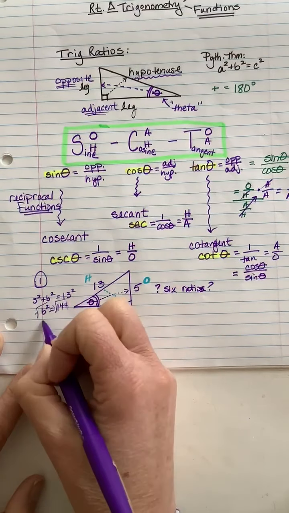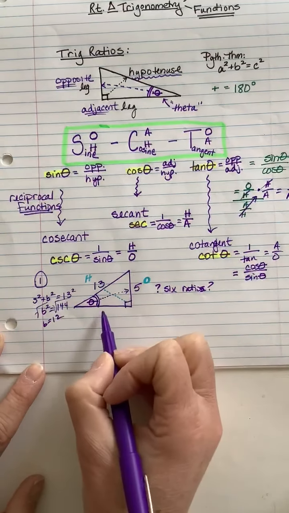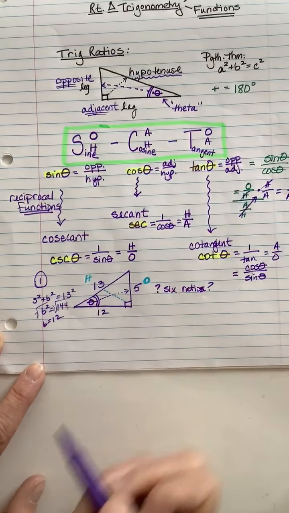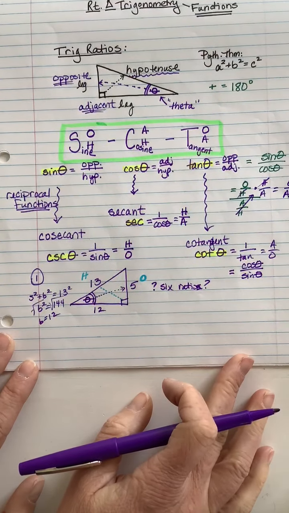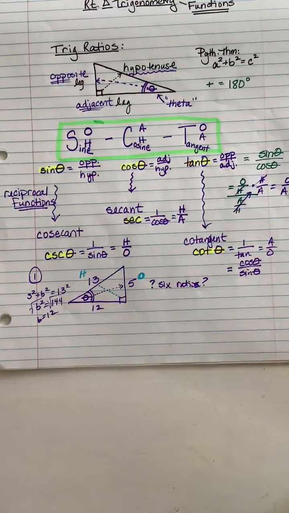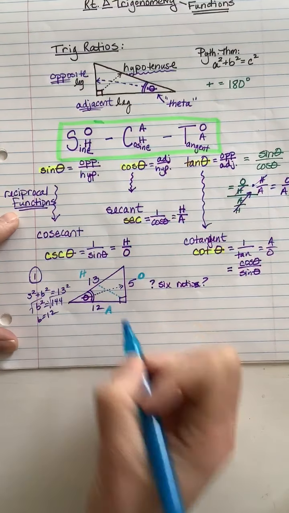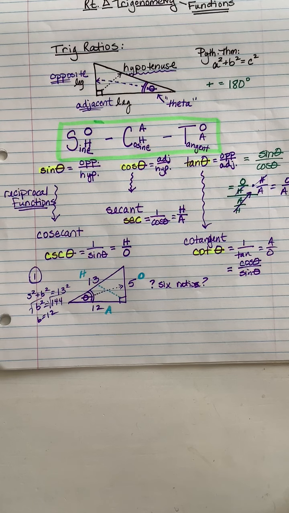Square root. I end up with a side length of 12, which makes perfect sense to me because I'm remembering, oh yeah, 5, 12, 13, special right triangle. Okay, so now, of course, we have our adjacent piece. There we go. Which sets us up to make our 6 ratios.